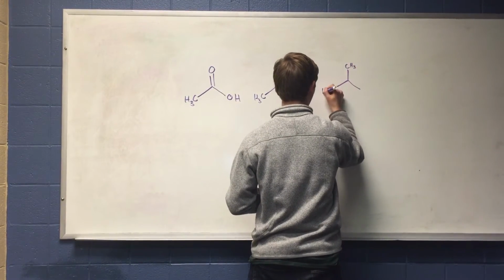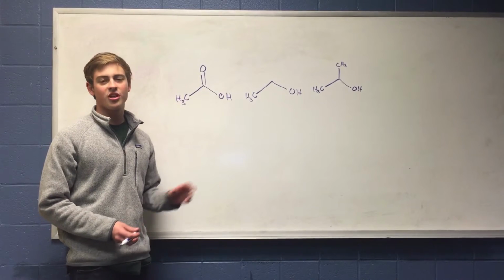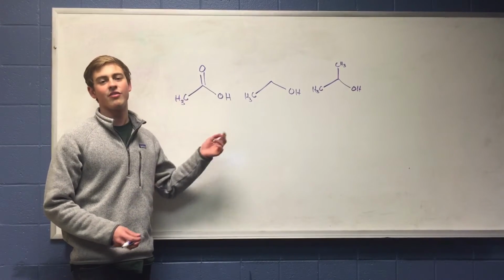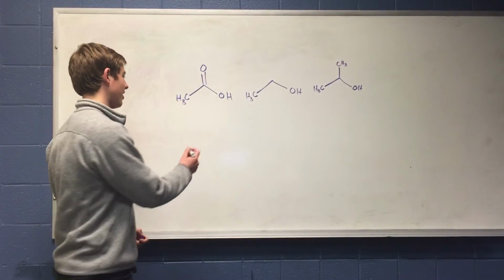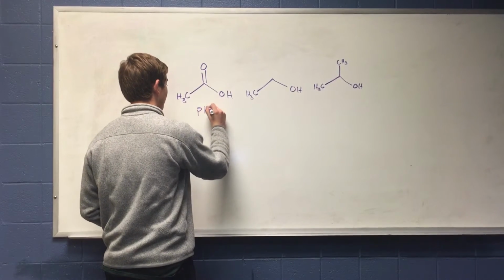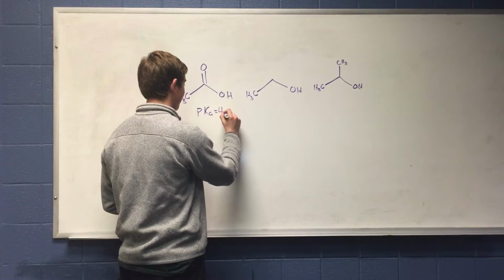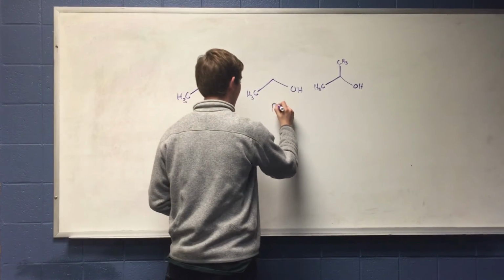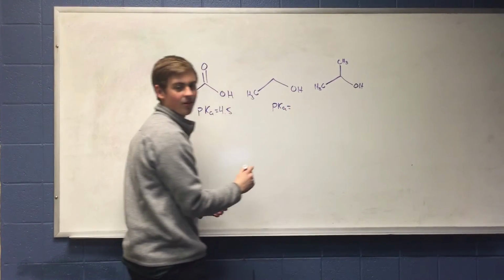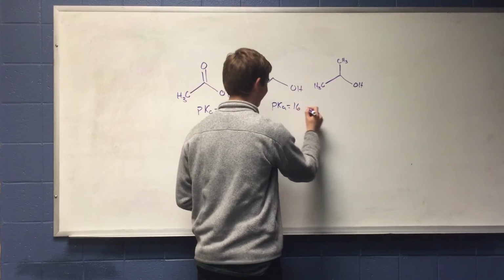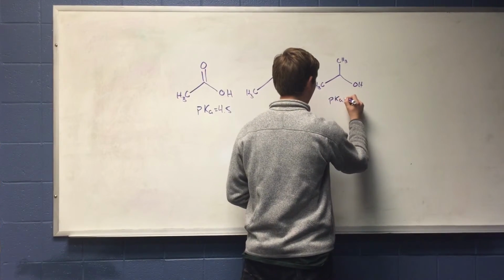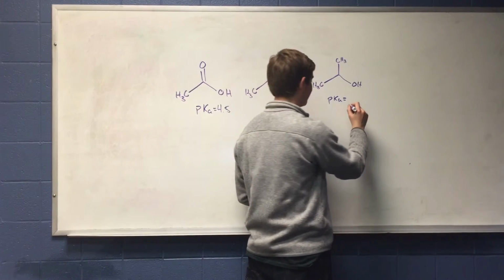and gallium, and iodine. While all these structures are similar, their acidities are very different. Let's take a look at some of the data. The pKa of acetic acid is 4.5. The pKa of ethanol is 16. And the pKa of isopropyl alcohol is 16.5.